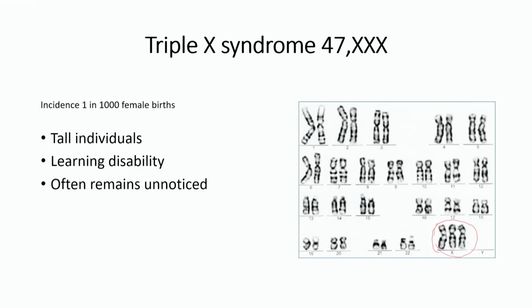So now, with this information, when we have 3 X chromosomes, so far we have talked that we have only 1 X chromosome in male and 2 X chromosomes in female. When we have 3 X chromosomes, then 2 X chromosomes will be inactivated and nature will try to balance that. So these individuals often remain unnoticed.